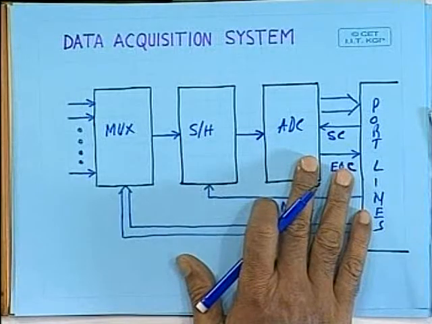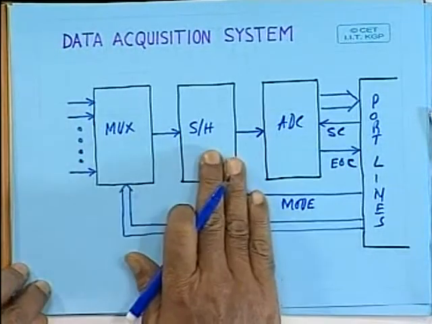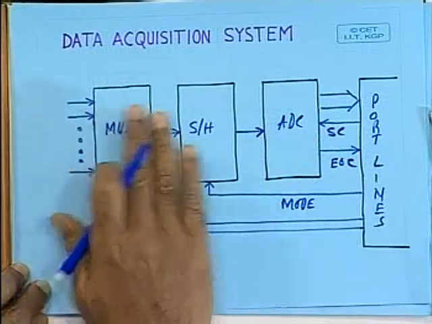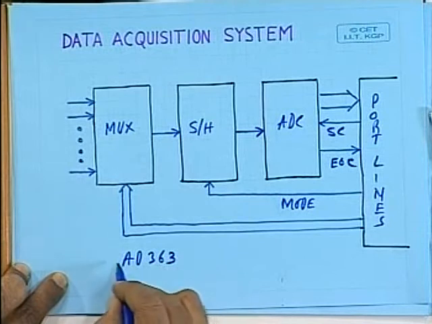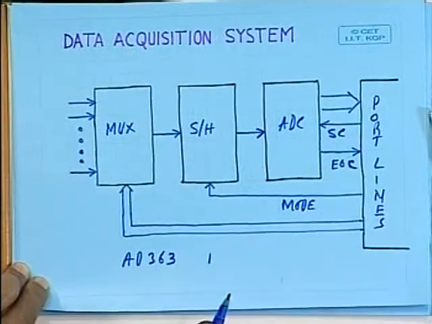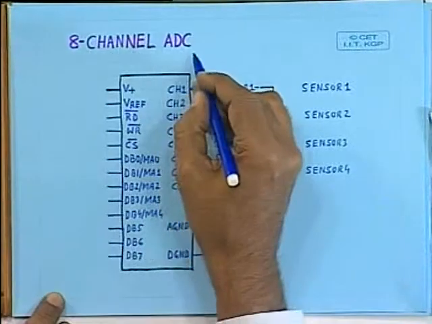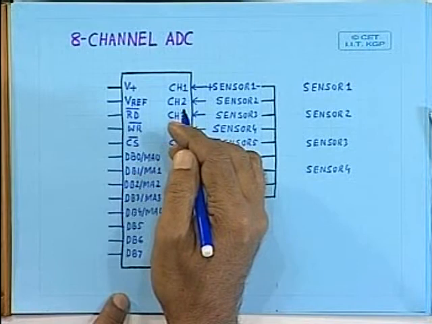Now, this kind of data acquisition system is available in the market. For example, all the building blocks, multiplexer, sample and hold, AD converter, are built within a chip. For example, AD363 from National Semiconductor is a data acquisition system chip. This can be used. However, there are some low cost options also. For example, a cost effective 8 channel analog to digital converter is available. This is actually very popular.